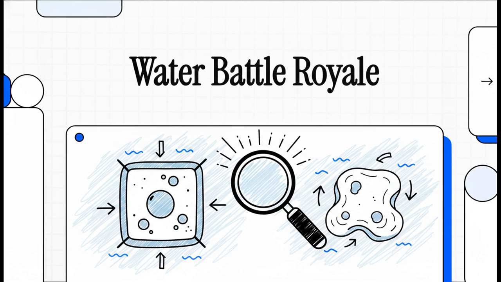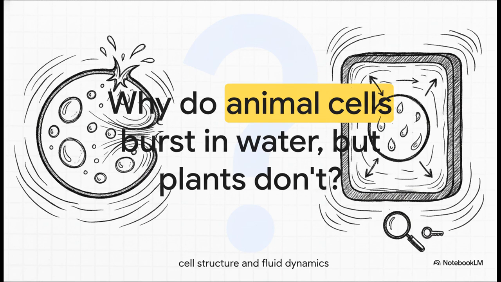We're going to drop both of these into completely different watery environments and watch exactly what happens at a microscopic level. So here is the core mystery we're solving today. Why doesn't a plant cell burst when you put it in water, but an animal cell absolutely does? If you're studying for your biology exams right now, nailing down this specific structural mystery is absolutely crucial. It's literally the key to unlocking major marks on questions about cell structure and fluid dynamics.